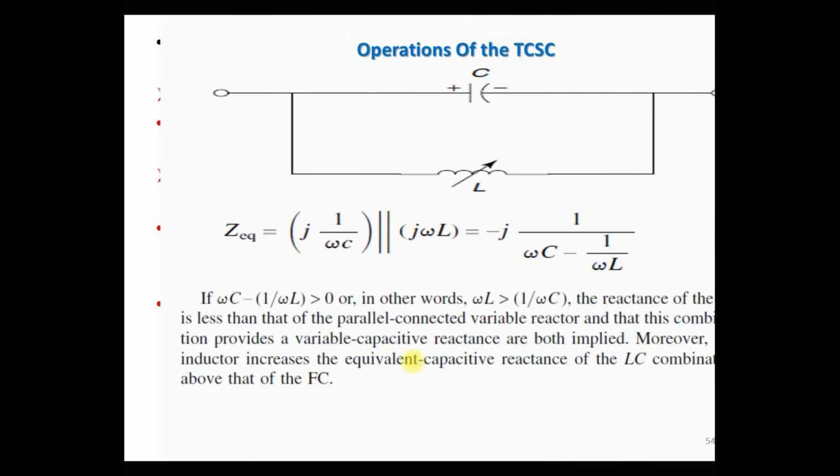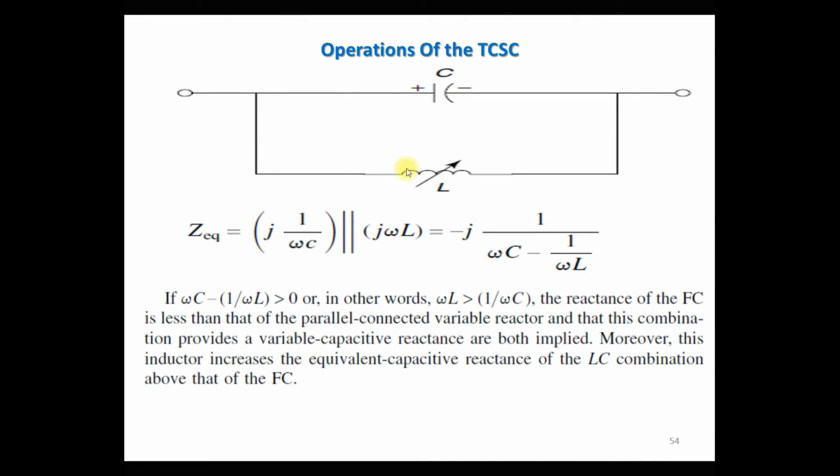If you open this inductor, it means that the 1 upon omega L part is 0. So ultimately you get only this part, minus j 1 upon omega C. So the equivalent impedance is equal to the impedance of the fixed capacitor. That is the minimum equivalent impedance you get in the circuit in this condition.